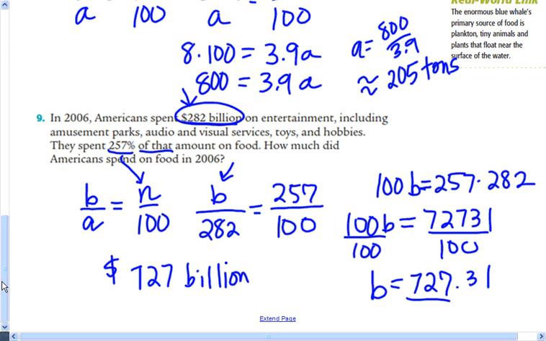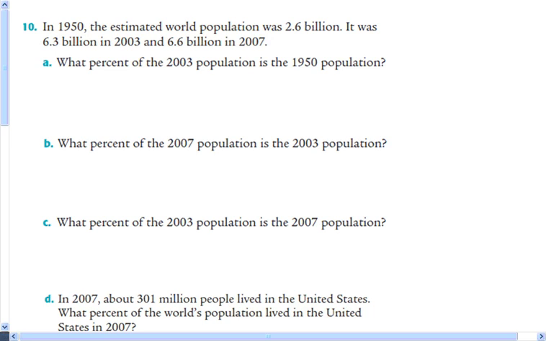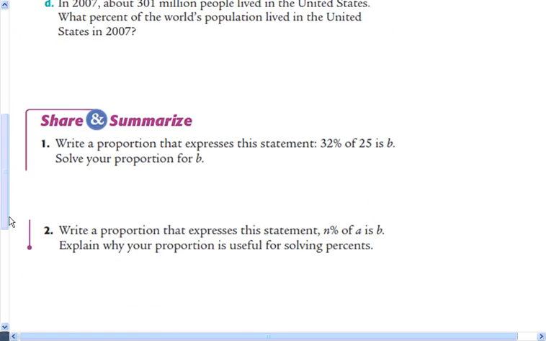Share and summarize. I'm going to just go over a little part of that, and then the rest we'll do in class. Let's write a proportion that expresses this statement. 32% of 25 is B. Solve your proportion for B. All right, so 32%, I know that that goes over 100. And it says of 25, so that means out of 25, so that means 25 is the whole, and B is the part.